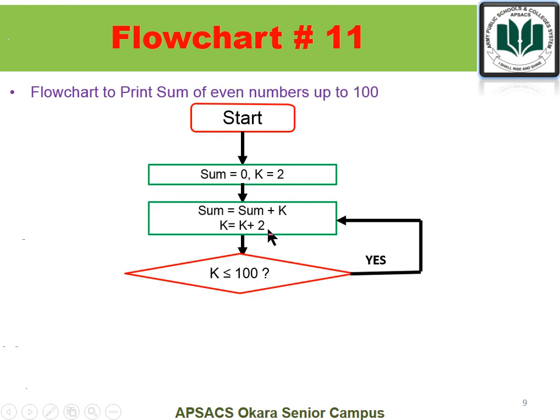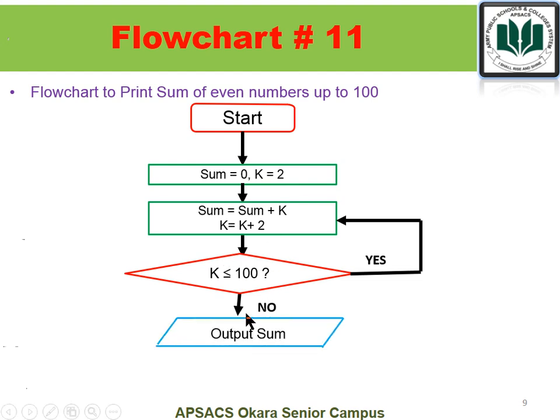And again k will be incremented by 2. Then the result will be 4 plus 2, 6. Is 6 less than or equal to 100? Yes. And again k will be added into sum. So the previous value of sum is 6. 6 plus 6, 12. Now the new value of sum is 12. So k will be incremented by 2. The new value of k is 8, 6 plus 2, 8. And is 8 less than or equal to 100? Yes. Then 8 will be added to the sum. The previous value of sum is 12. 12 plus 8, 20. And we will follow the same procedure up till the value of k becomes 100.